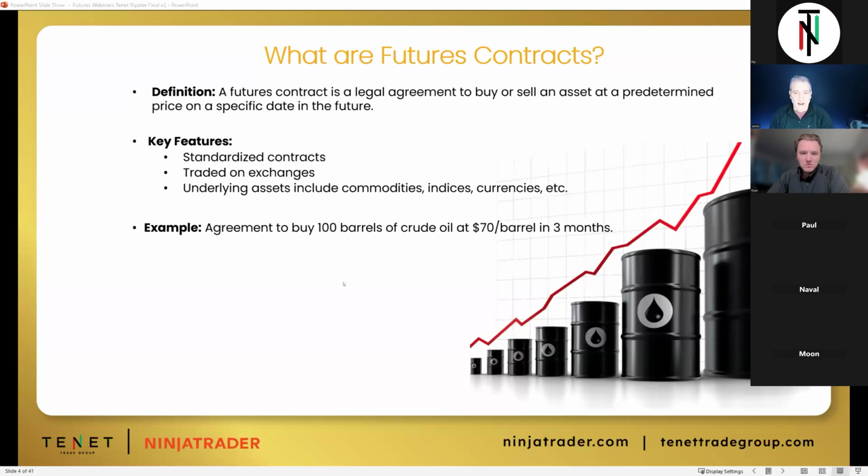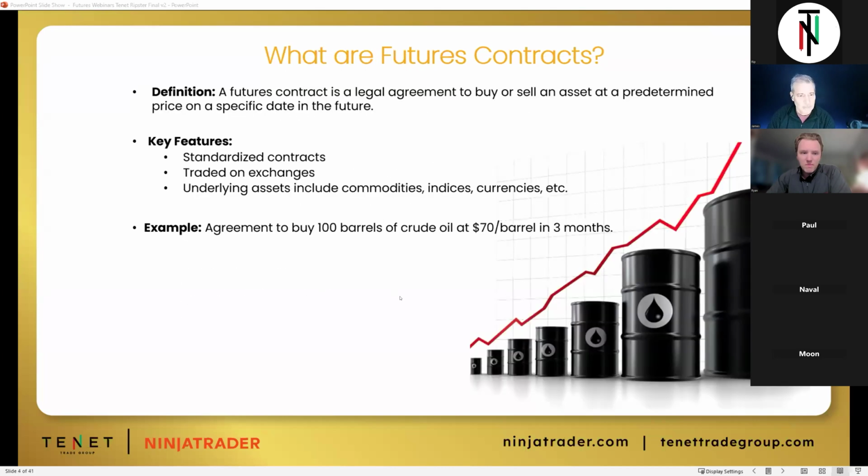We have an example here: agreement to buy 100 barrels of crude at $70 a barrel in 3 months. This is an example of the concept of futures contracts, right? You could lock in a price right now if you want to buy 100 barrels of crude at $70, and you get that price. 3 months later, when that expires, you could take delivery of that crude, which isn't something me and you would do, but big institutions might, right? Big folks might. So that's an example of what an institutional investor might do.